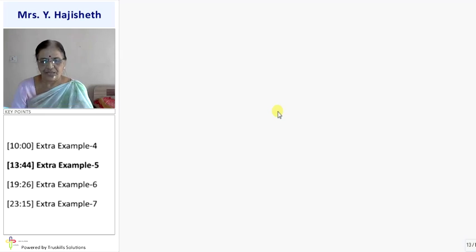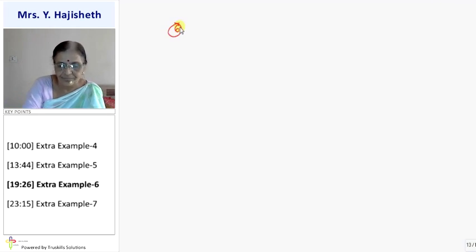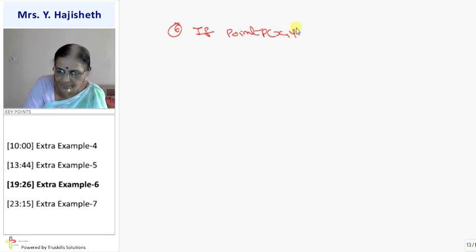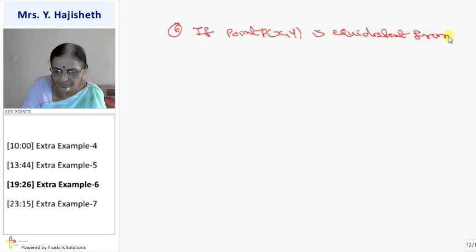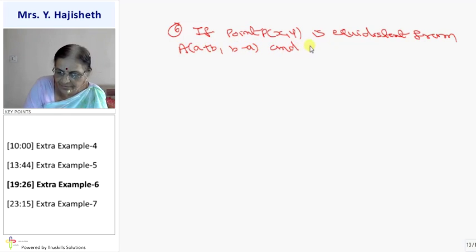Now, still there are some extra sums. See sum number 6. If point P(x, y) is equidistant from A plus B, B minus A and A minus B, A plus B. Clear?